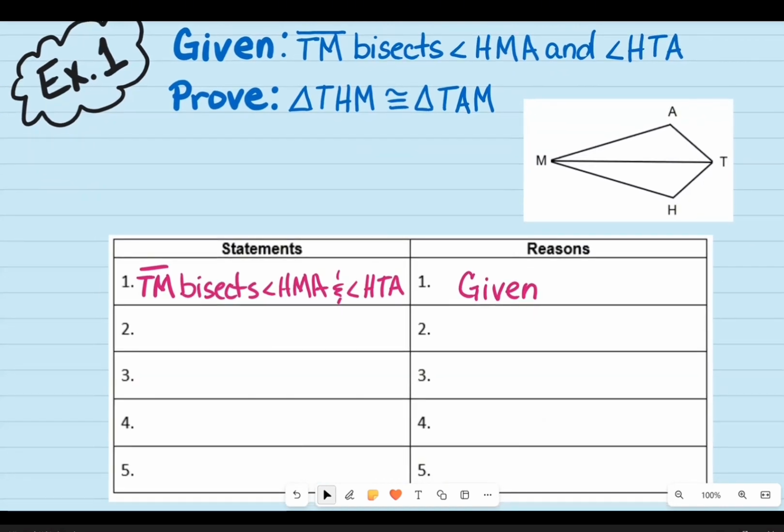So I have a 2-column proof that I've already started with the first statement and also with the first reason. The reason is given because of what I just read above. The last statement will be what we're trying to prove, but the reason is not proved, okay?